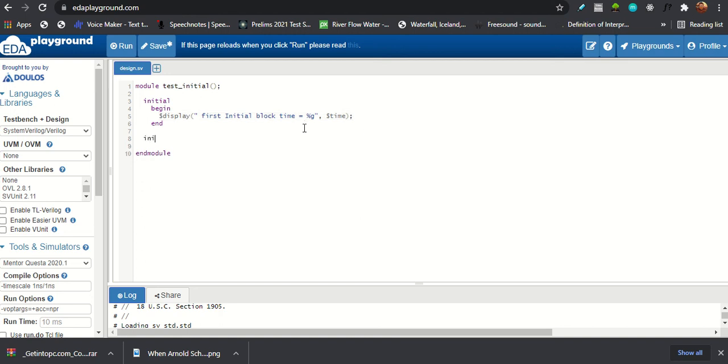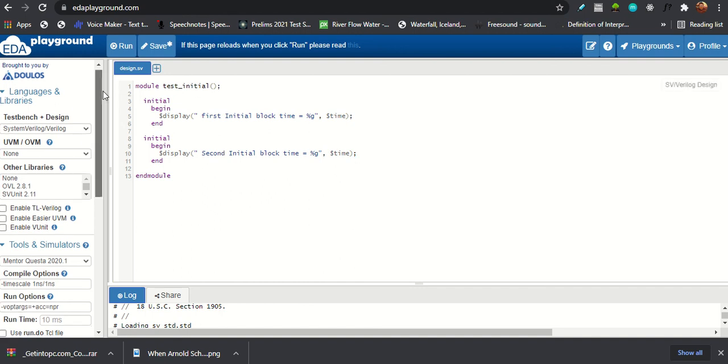I will write another initial block, begin, and I'll simply copy this statement over here, right? This is the second initial block, so I'll replace first with second initial block, and I will see at what time this second initial block executes.